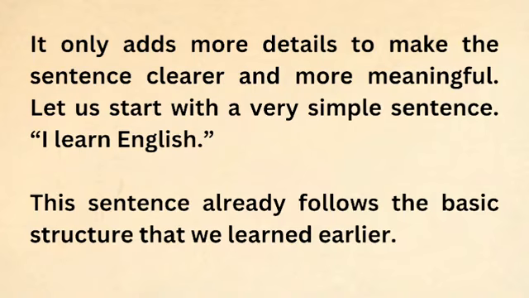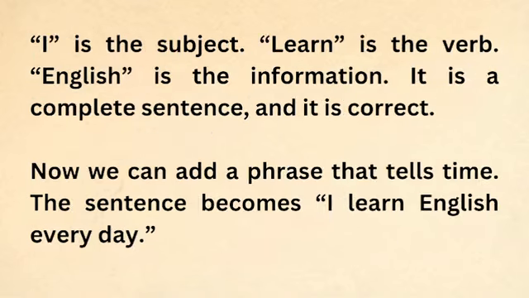Let us start with a very simple sentence. I learn English. This sentence already follows the basic structure that we learned earlier. I is the subject. Learn is the verb. English is the information. It is a complete sentence, and it is correct.